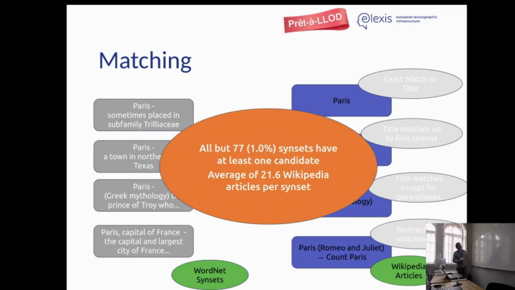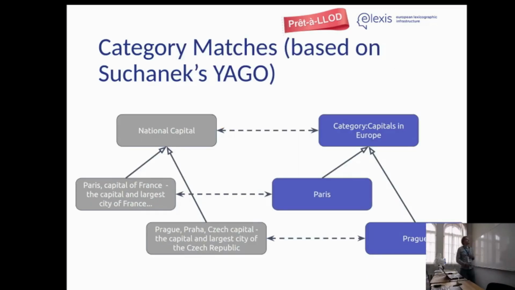We found that most synsets actually have at least one candidate, but there are an average of 21 Wikipedia articles that share a lemma with each named concept in WordNet. So it's actually quite a hard task. You're choosing, on average, 1 in 21 options. Our solution was to try to do category matches. We tried to say that Paris is a hyponym of national capital, and Paris, the Wikipedia article, is in the category capitals in Europe. If we can create this category linking, then we can distinguish the individual senses.